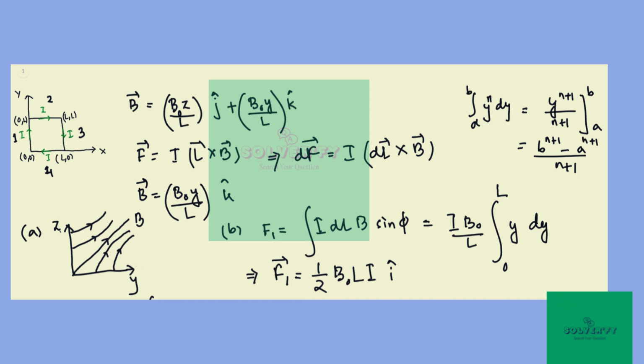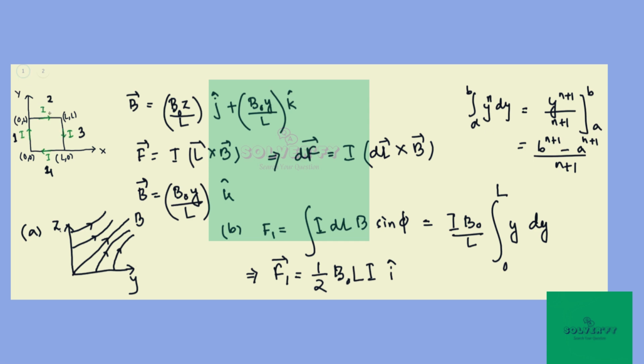So now we do the same for F2. So F2 is equal to the integration over I dl B sine phi, where sine phi is 1, and the limits are L to L. Now since the limits are the same, we don't need to explicitly calculate this integral.